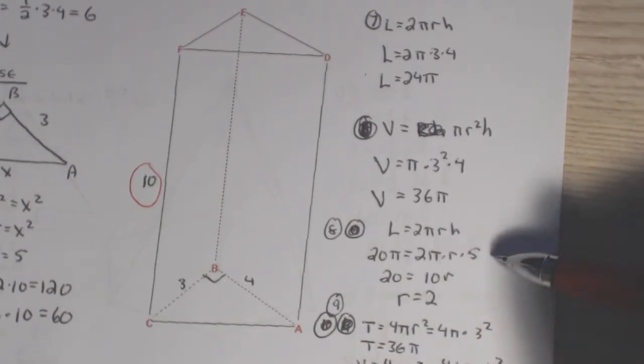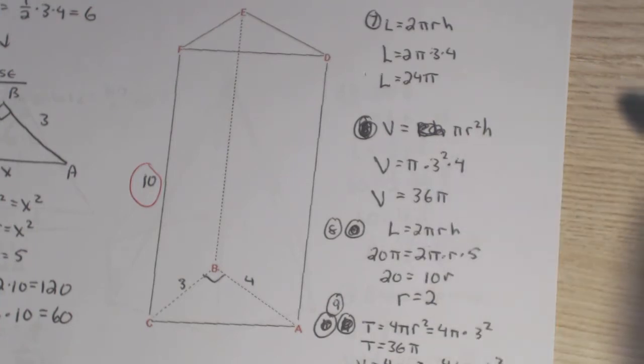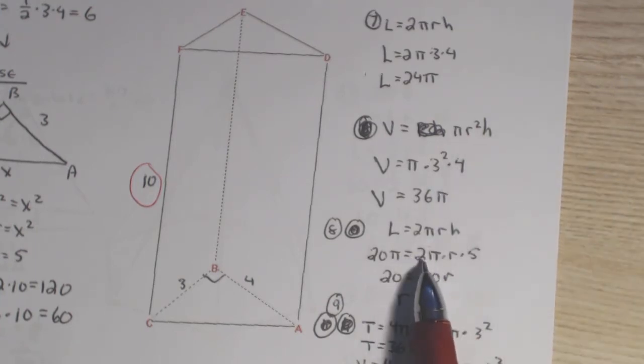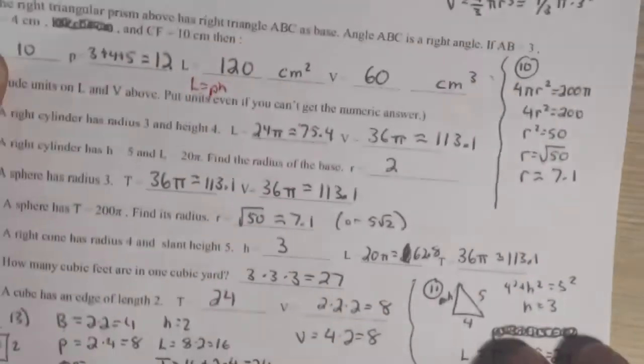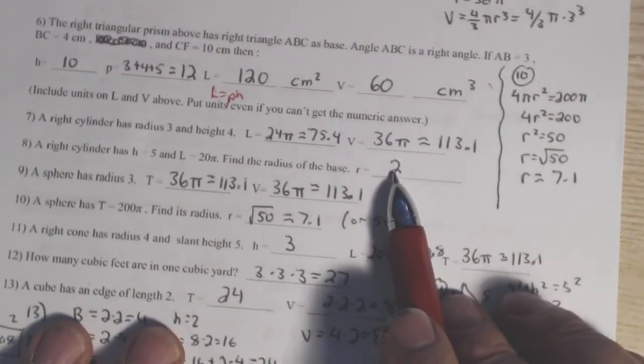Okay, we can divide both sides now by pi. It will be gone. And over here, 2 times 5 was 10. So 10r is 20. Divided by 10, r is 2 on problem number 8. Problem number 9 is about a sphere. So here was the answer for 8.